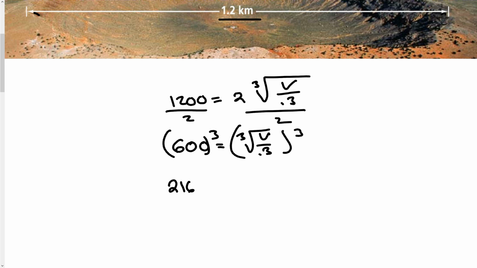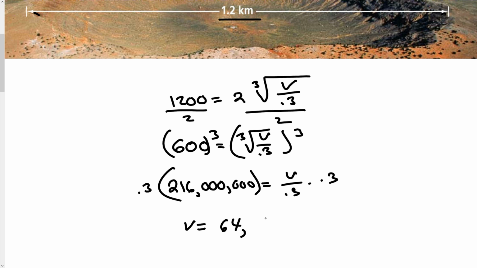216 million. It's okay. Is equal to V over 0.3, and then I just multiply both sides by 0.3. And we get that the volume of the meteor crater is 64,800,000 cubic meters. Should have left it in kilometers, right? Then that would have at least been only 64,000 kilometers.